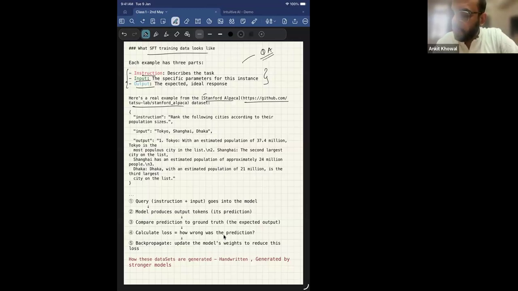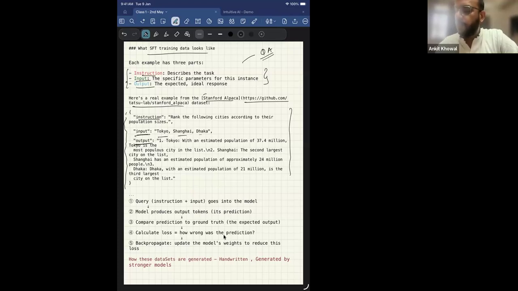So how will it look? It will have an instruction: rank the following cities according to their population sizes. How does a sample doc in that data set look? I am explaining over here. Like I said above, it will have an instruction, input and output. The instruction is: rank the following cities according to their population sizes. It will have an input, and it will have an output also: Tokyo, with an estimated population of this, is the most populous city, Shanghai next, and then Dhaka.